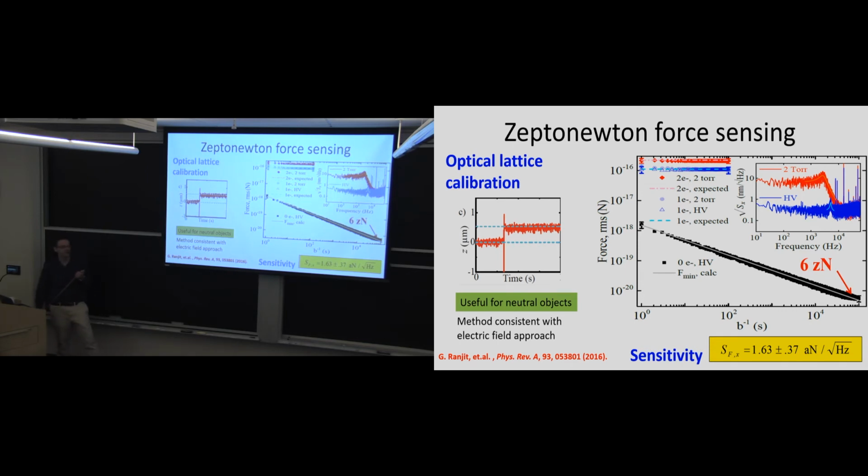So what was B inverse? This is the inverse bandwidth, if you will. This is in units of seconds. So this is like the averaging time of the experiment. So 10^5 seconds is like a day, right? Yeah, a couple days.